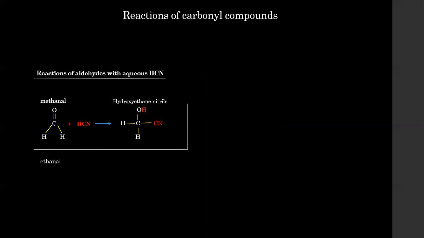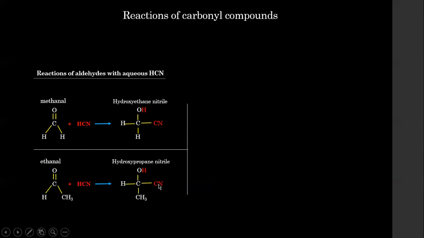Next, we go to another aldehyde. The aldehyde having 2 carbon atoms, it is ethanal. You can see a CH3 group attached to the carbonyl functional group. If this compound reacts with HCN, you get another compound, and it is called hydroxypropane nitrile. Let us see the structure of this hydroxypropane nitrile.